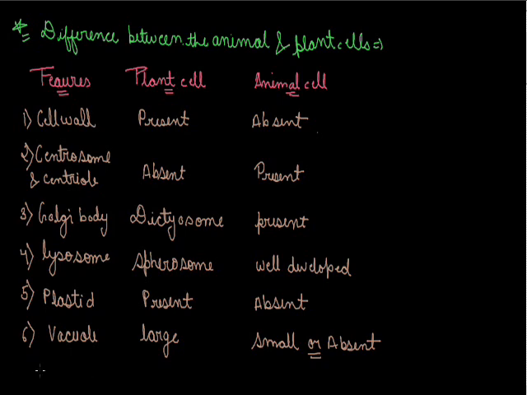The seventh point is cytokinesis. The cytokinesis in plant cells is done by the cell plate method, while in animal cells, it is done by the furrow method.